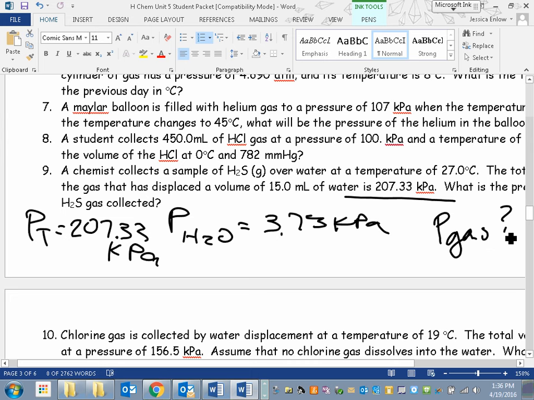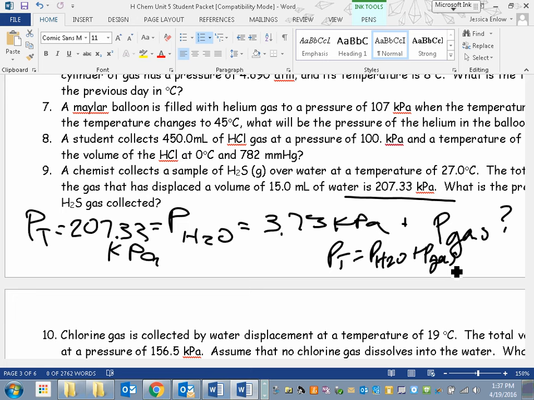That's our question. So basically what you'll do is set P total equal to P water vapor plus P gas. This is Dalton's law again. So PT is equal to P water vapor plus P gas. How do you solve for P gas? Just subtract. Yep, so PT minus P water. So that's a Dalton's law example.